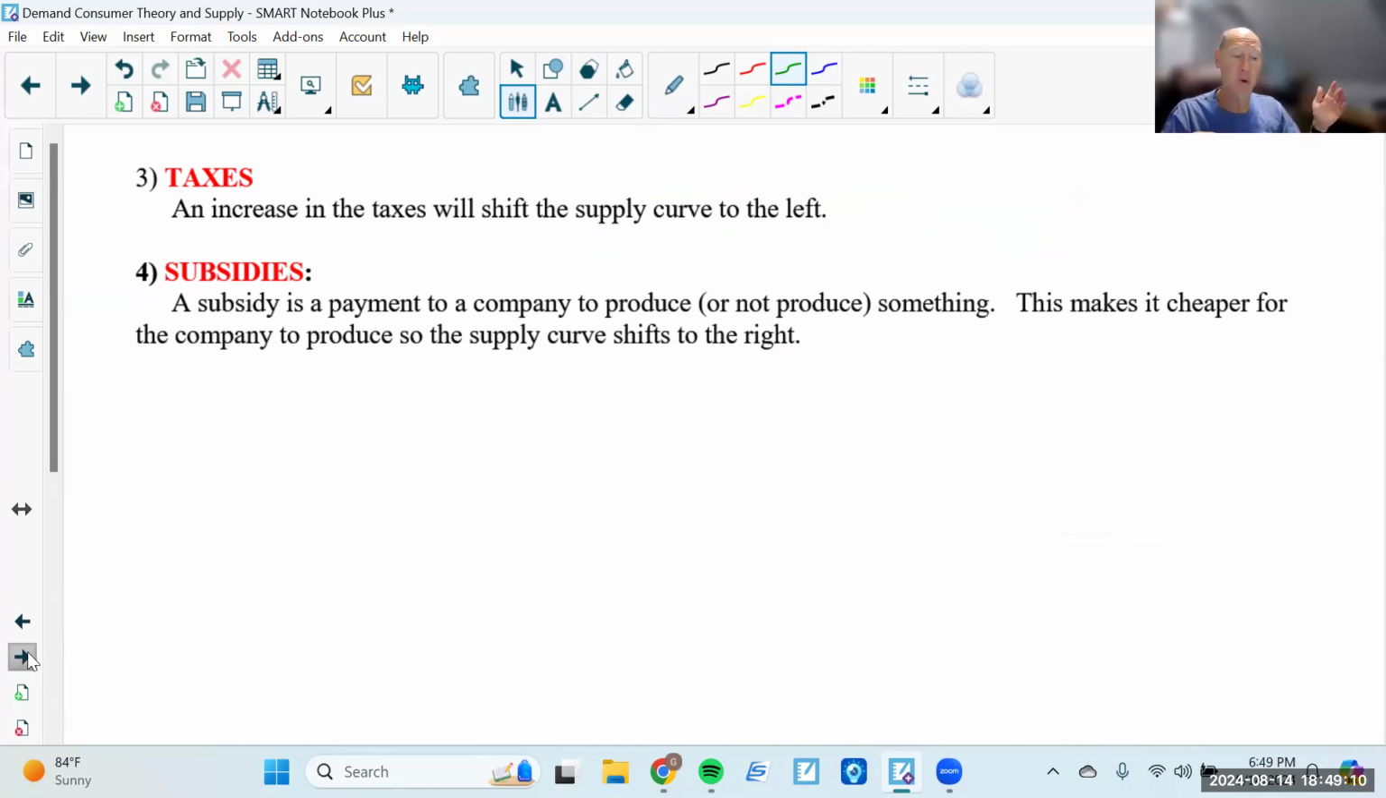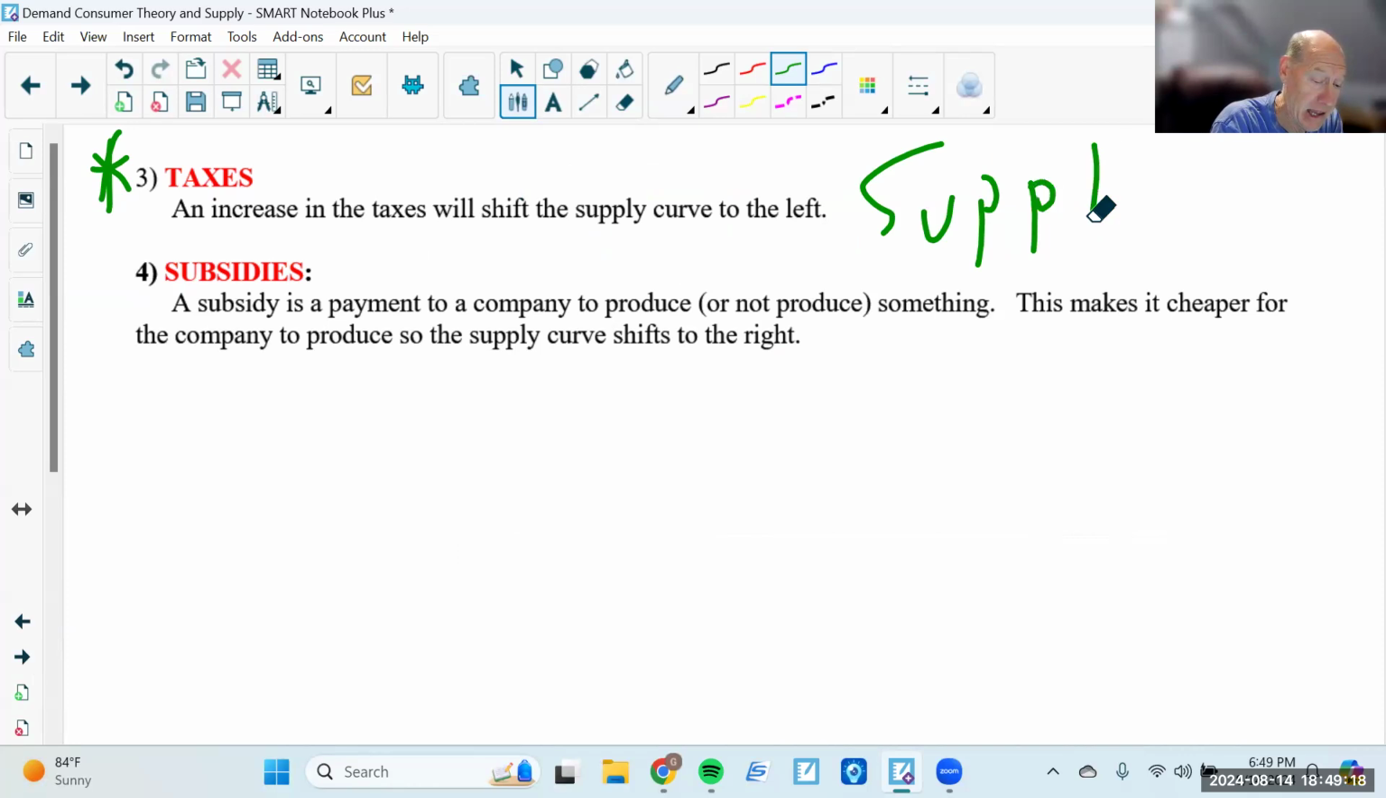Okay, this next one is a huge one, taxes. In this course, anytime I say taxes, taxes have to do with supply. Because if I want to do taxes on the consumer, I will say consumer taxes. If any question in here talks about taxes, unless it says consumer taxes or talks about taxes on the consumer or taxes on the buyer, whatever, then assume it's a supply shift. Taxes shift supply to the left.